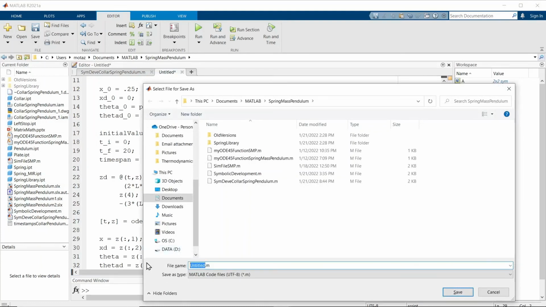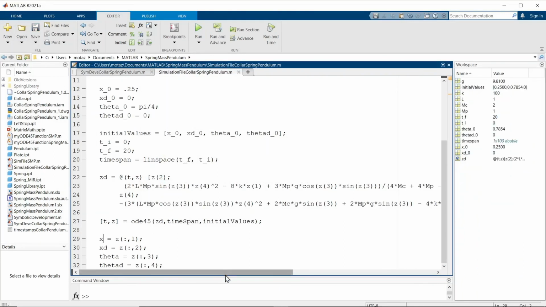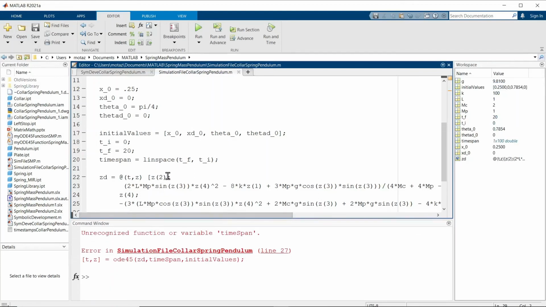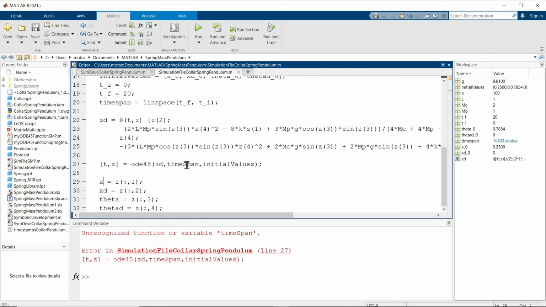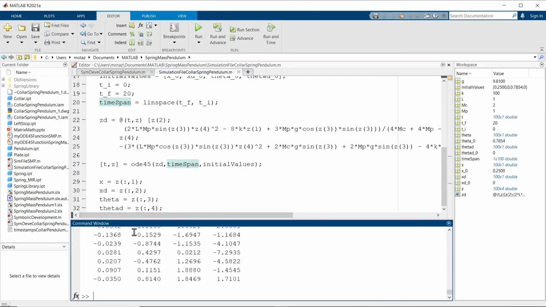Okay, let's save it. Call it simulation file, coupled spring pendulum. And let's see, edit, run. Unrecognized function time span. Okay, let's make this capital, F5. And there it ran. So let's see, what does Z look like?